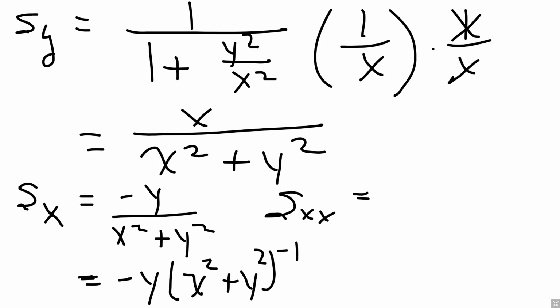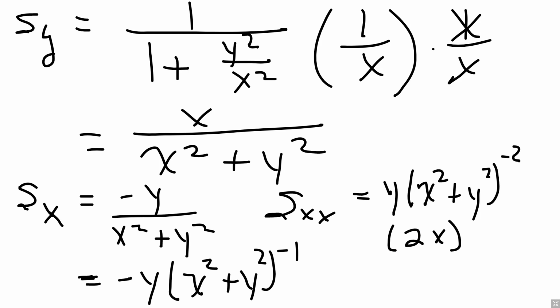And then make our life a little bit easier. All right, so if I take the derivative of this, it's going to end up being y times x squared plus y squared to the negative 2. Then we're going to take the derivative of the inside, which is going to be 2x. Okay. So if I clean this up, and again, I can write this as a fraction, it's going to be 2xy over x squared plus y squared, squared. Any questions there?